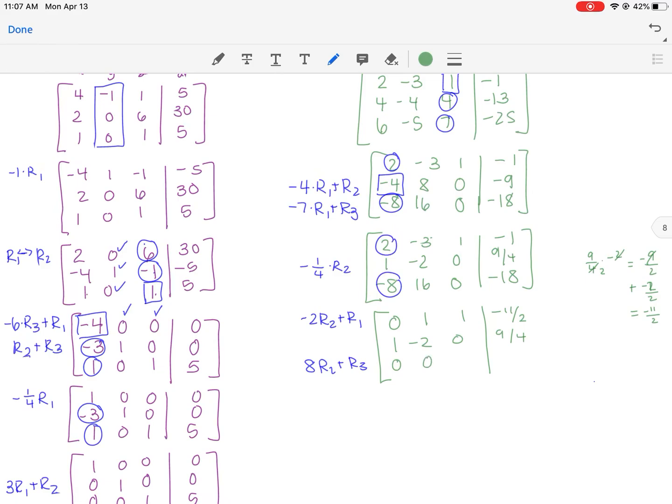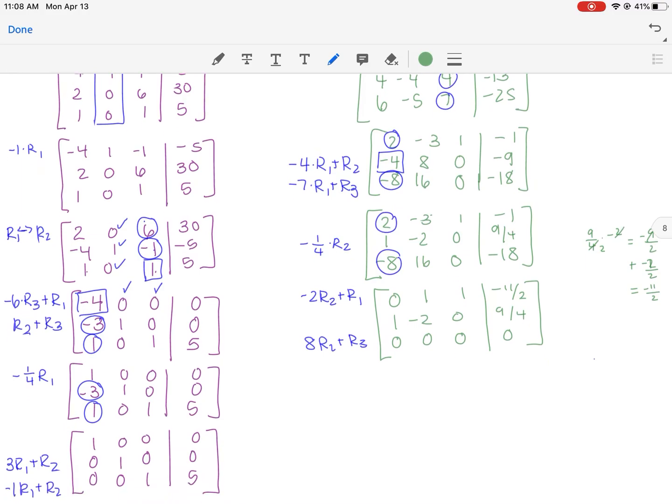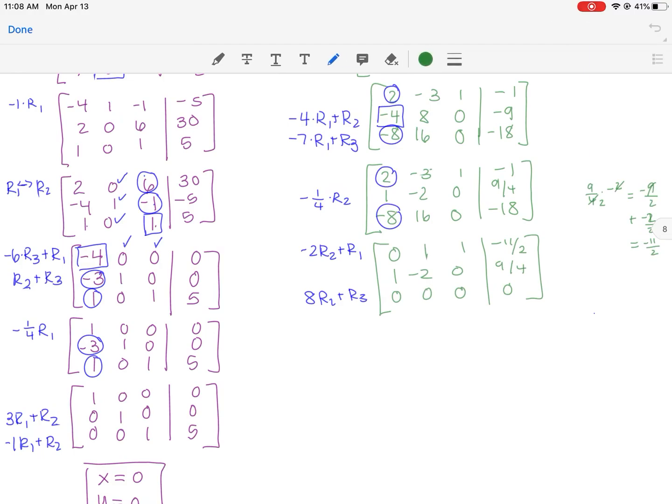And then this bottom row, when I do 8 times that, I'm going to get 8 plus negative 8 is 0. And negative 2 times 8 is negative 16 plus 16 is also 0. Then we'll also have 0 plus 0. And when I do 9/4 times 8, I should get 18 plus negative 18 is 0. So notice in that bottom row, I have all zeros, which should tell you something right away. We know that that is infinite solutions.